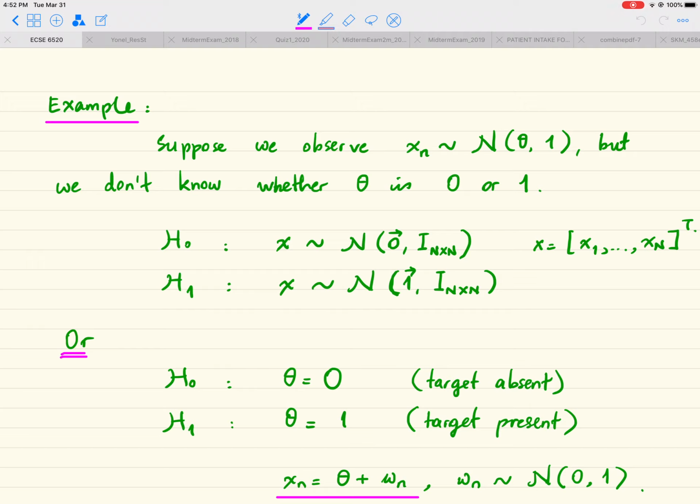An alternative way of stating the same problem would be that under H sub 0, the hypothesis 0, the unknown parameter theta is equal to 0, and under hypothesis 1, theta is equal to 1. So this will be a classical problem that we will see throughout the detection theory part of the course. Typically, theta being 0 means target is absent or signal is absent or there is no tumor. Theta being 1 means target is present or signal present, etc.